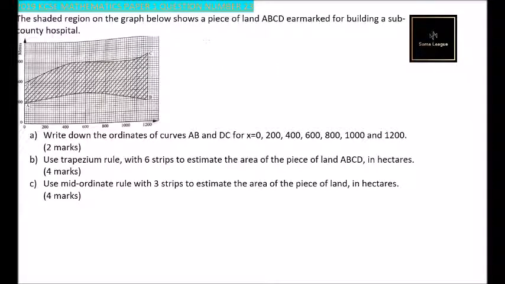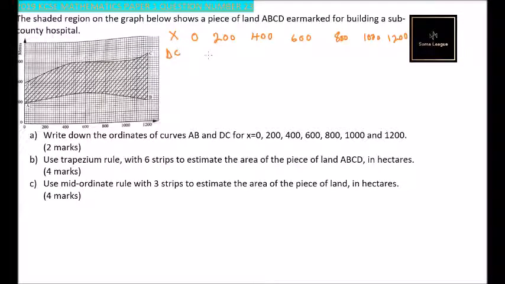So what we do, let's say this is our X, and we start with 0. We go to 200, then we go to 400, we go to 600, we go to 800, we go to 1000, and finally we have 1200. So we look at the line DC. So let's start with DC.